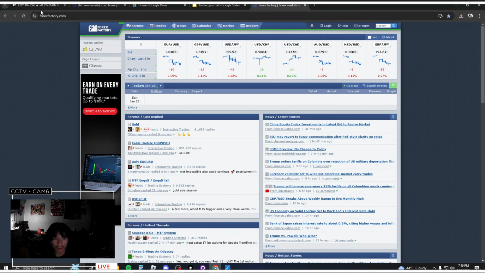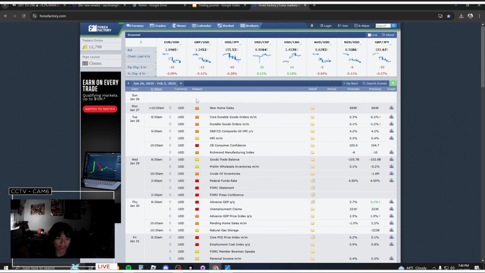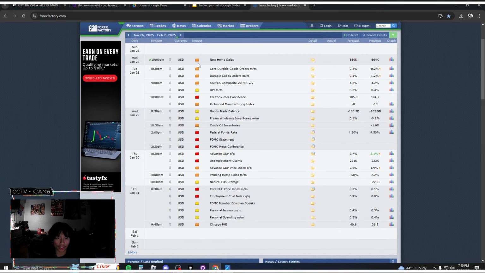Before I get into NQ and ES, I do want to go over what we do have coming into this week. So we have consumer confidence here on Tuesday. We have federal funds rate, FOMC statement, and FOMC press conference on Wednesday. So interest rates are going to be released here, so this is pretty important. Mark your calendars for Wednesday.